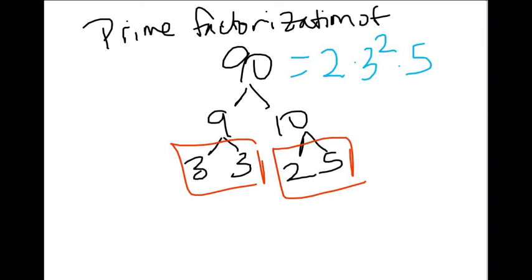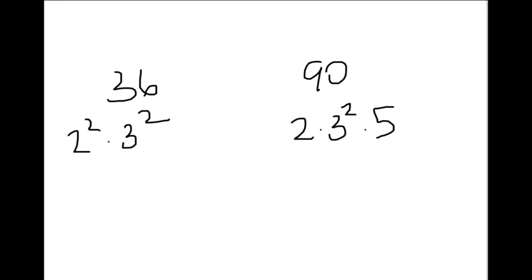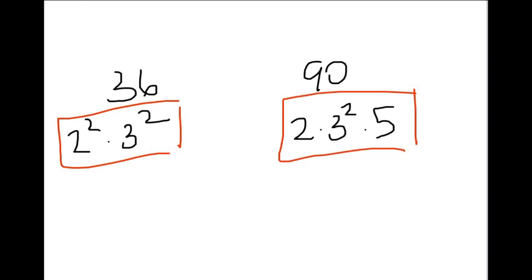Well, now let's take a look at the prime factorization for 36 and the prime factorization for 90 and see what they have in common. So I've got 36 and the prime factorization of it, and 90 in its prime factorization. So I want to see what they have in common. Well, I noticed that they have 2's and 3's in common. So I'm going to bring down a 2 and a 3.